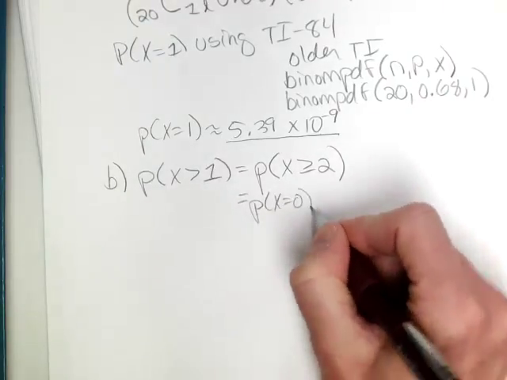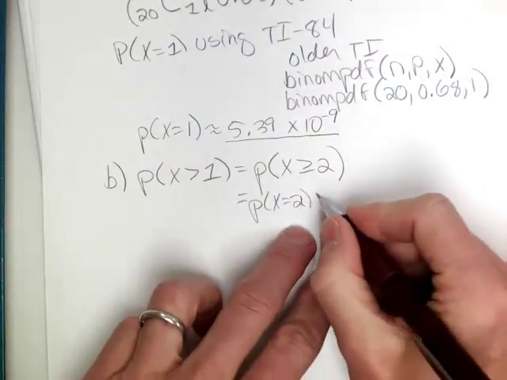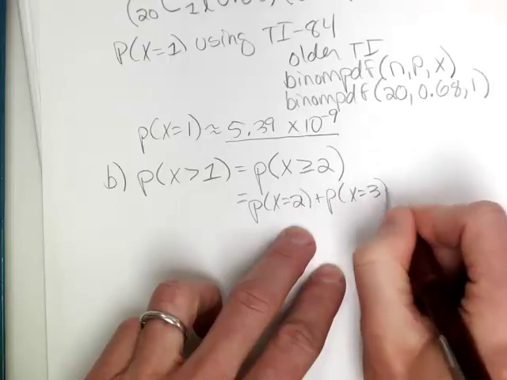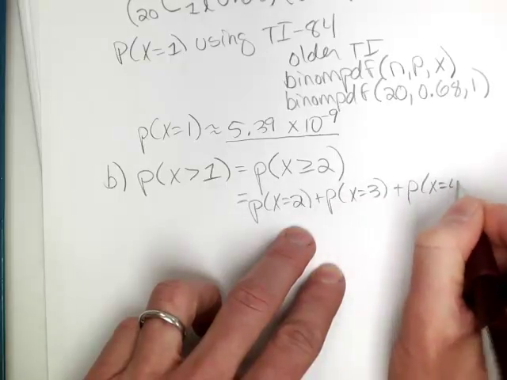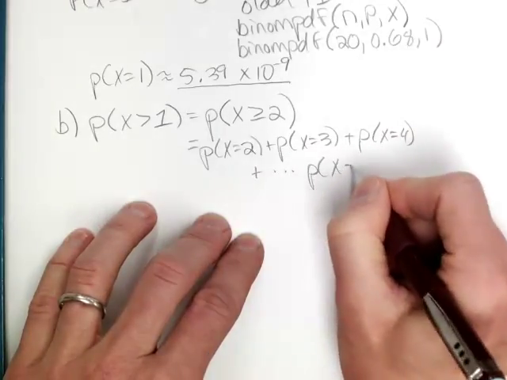One way to do this would be to use the binomial PDF and find the probability X is equal to 2 plus the probability X is equal to 3 plus the probability X is equal to 4, and so on, up to the probability X is equal to 20.